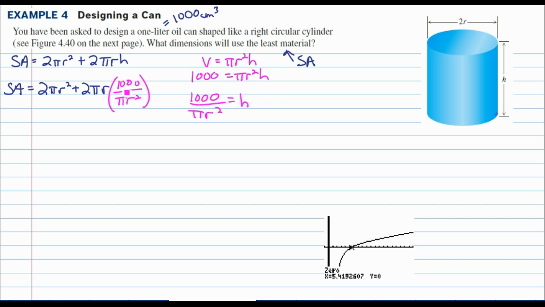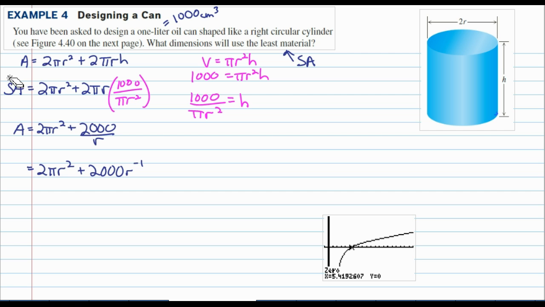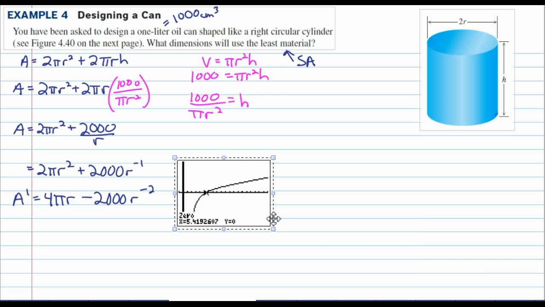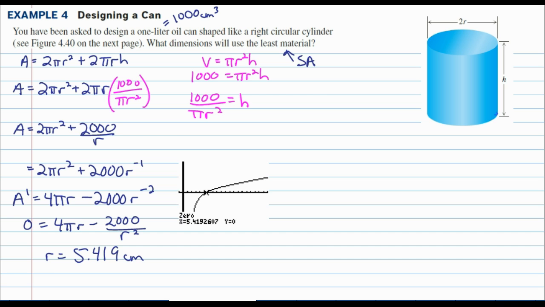But I'm going to simplify a little bit, and we don't usually use 2 variables to describe any output. We use 1, so I will change that to A. Now I did simplify, but the 2,000 over r, I'd rather not use the quotient rule when I'm taking the derivative. I'd rather use the power rule, so I changed that to 2,000r to the -1. So now I'm going to take the derivative and then use my calculator to find the 0 of A prime, which I get at 5.419.